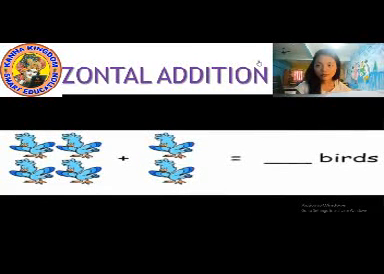So here we're counting with pictures. In this first problem, we're going to see how many birds there are in all. Let's look at our two groups. We have a group of 4 and then a group of 2. So we're adding 4 and 2. So 4 plus 2 is 6.